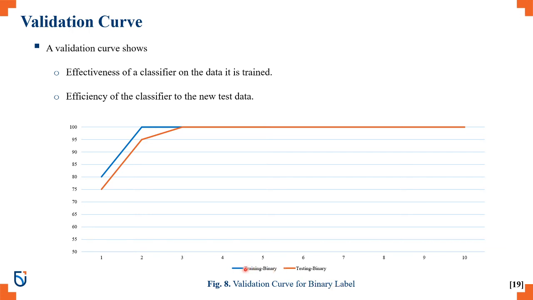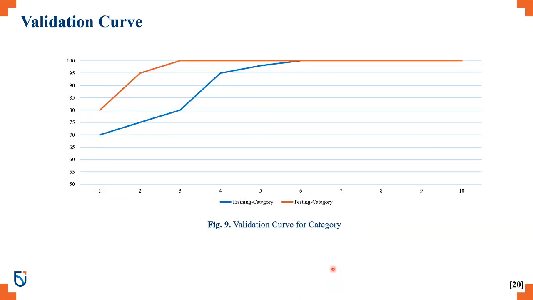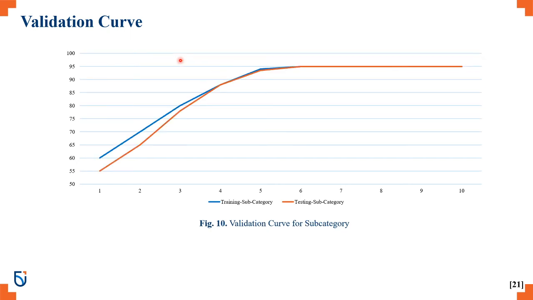So the training model converged at a depth of 2, while the testing model converged with a maximum depth of 3 for binary label. For category label, the training model converged at a maximum depth of 6, while the testing model converged with a maximum depth of 3. For subcategory, the training model and the testing model converged at a maximum depth of 6.